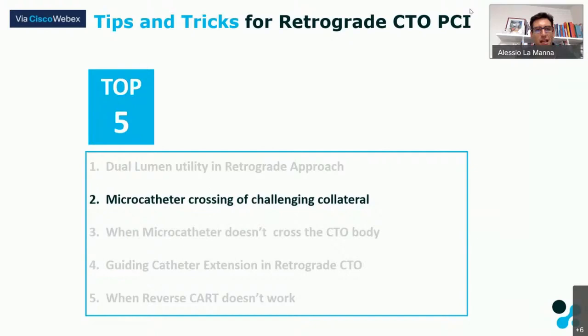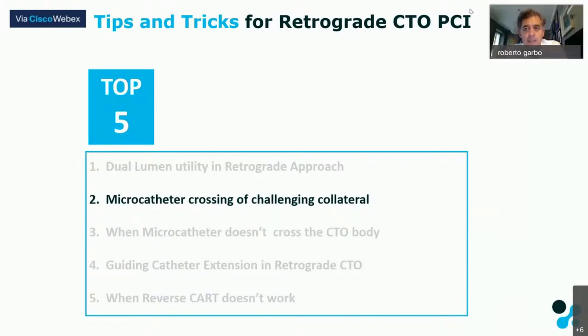Anyway, we should use it after dilating the channel with a single lumen microcatheter. So we should first cross with a single lumen, and then if needed, we switch to the dual lumen. This is much safer, I think, as an approach, because these microcatheters are not made to dilate microchannels, to penetrate microchannels. This is a very important point, Alessio.